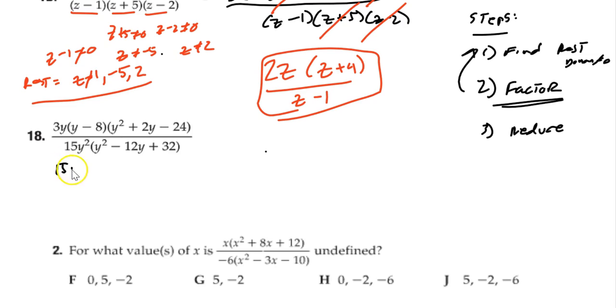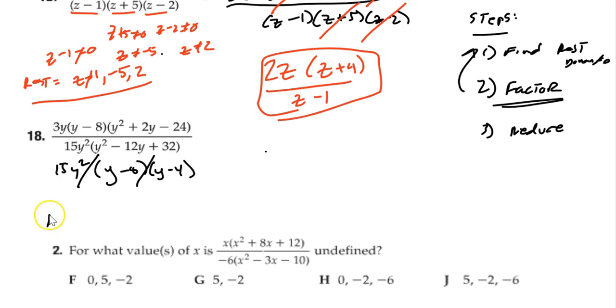So I have 15y squared, that's already good. Here I gotta think of two things: to multiply to get 32, but add to get negative 12. It seems like 8 and 4. So y minus 8, y minus 4. Remember, they're both negative because that's a positive. The only way you get a positive at the end is if they're the same sign. And the middle one's negative. So I factored the bottom.